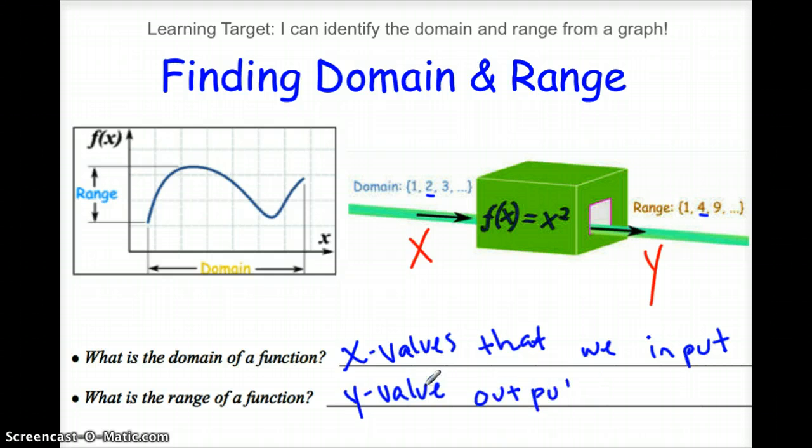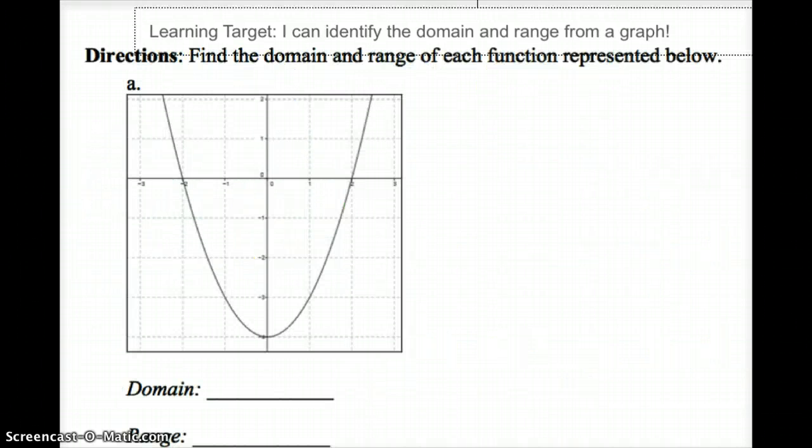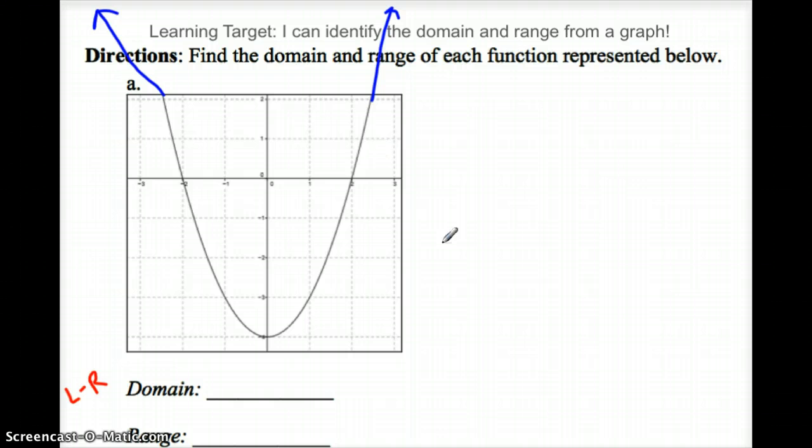Okay, so x's are the domain, y's are the range. So now let's get into the meat and potatoes here and look at a graph. The domain are x's, so we want to think looking left to right because that's how the x-axis goes. You've got to have some imagination. I had to take a screenshot of this graph, but you've got to understand that this graph keeps going up through the roof into the sky.